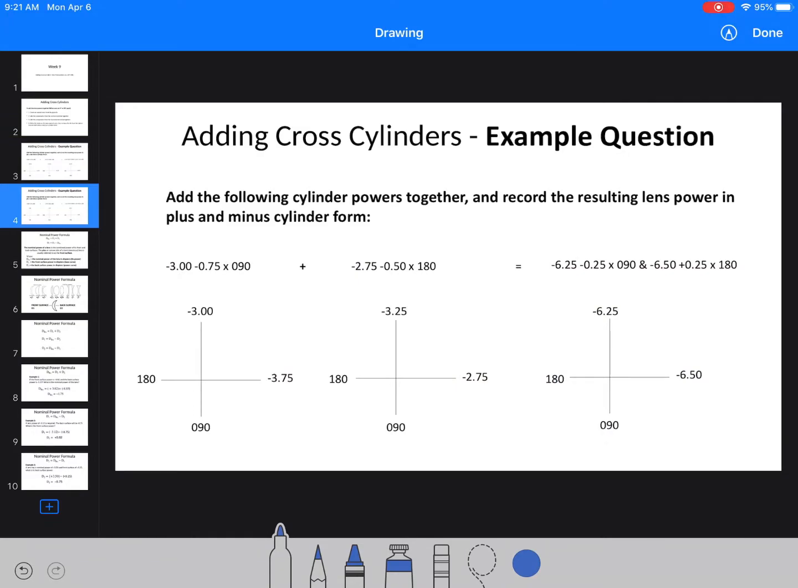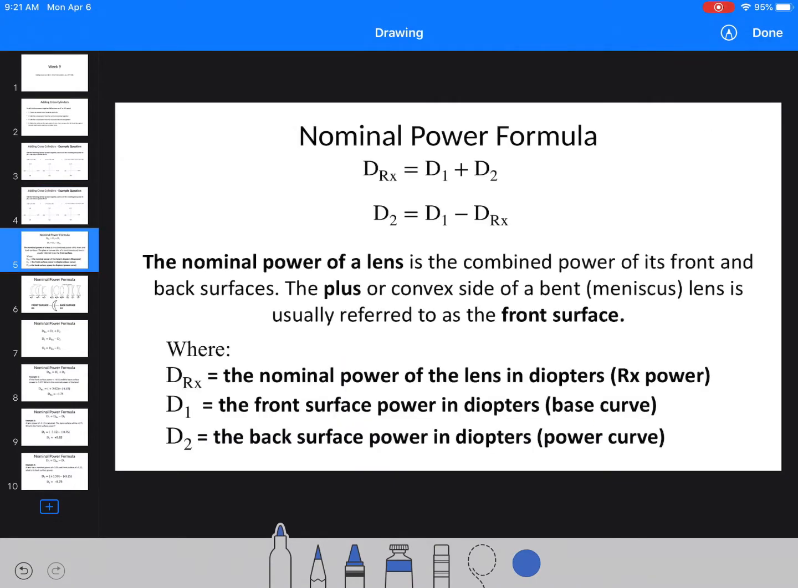So here's another example. You can see it's pretty straightforward. The main thing to keep track of here is your axis. Make sure your 180 and your 90, or whatever your two axes are, that you keep them consistent. Last thing you want to do is get one of these two mixed up.